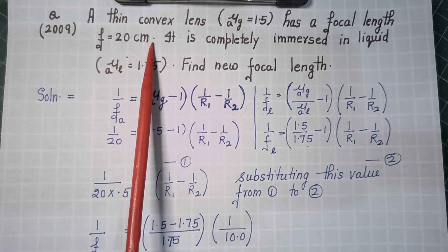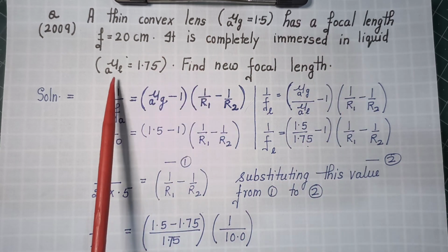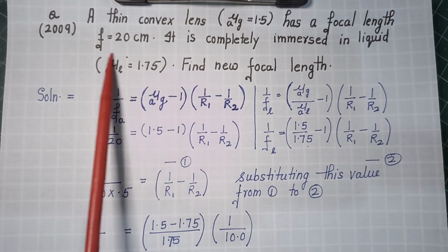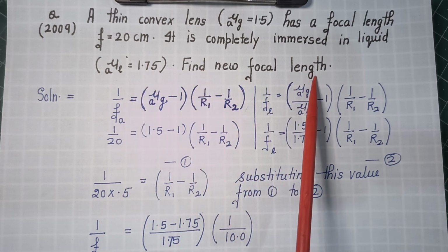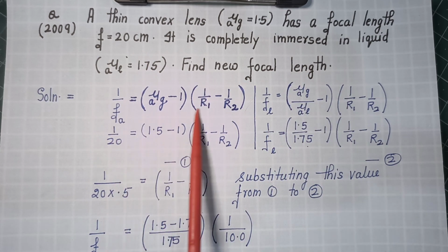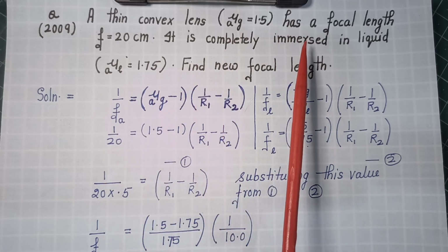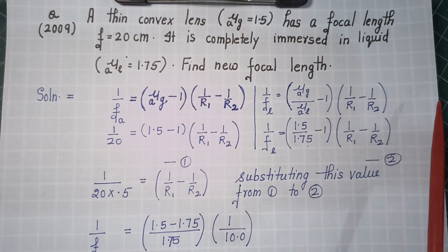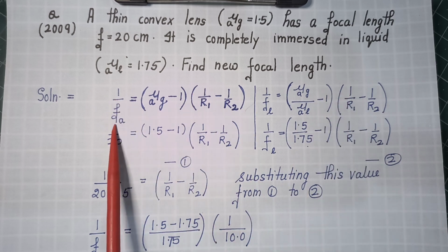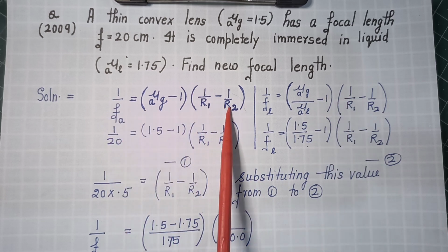Now see, in 2009 the question is: a thin convex lens has refractive index 1.5, focal length is 20 centimeter. It is completely immersed in a liquid which has refractive index 1.75. Find the new focal length. Again write the main formula. Now here there are two cases. In one case the lens is in air, in the second case the lens is in liquid. So first we will write the formula for the lens when it is placed in air.